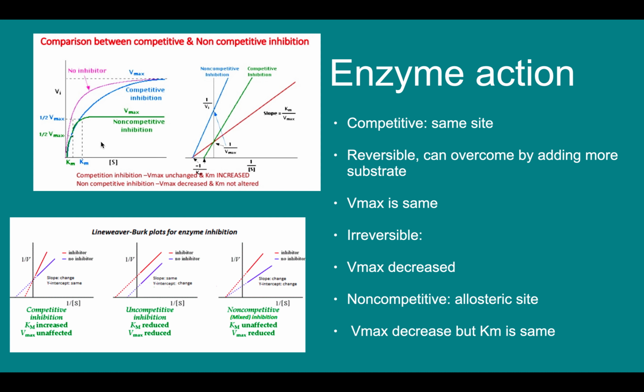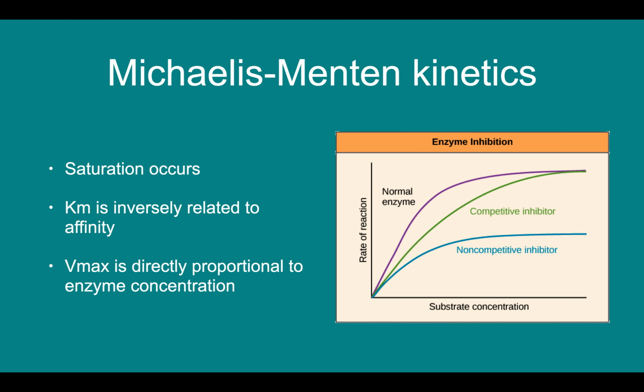This is the Michaelis-Menten plot. The Michaelis-Menten is different because it shows how saturable things are. In a competitive inhibitor, it's the same Vmax, so it could be saturated the same. With a non-competitive inhibitor, it takes less to be saturated. So, like I said, saturation occurs. Km is inversely related to affinity. So the higher the Km, the lower the affinity, and the lower the Km, the higher the affinity. So, of course, it's easier to be saturated, right? The Vmax is directly proportional.